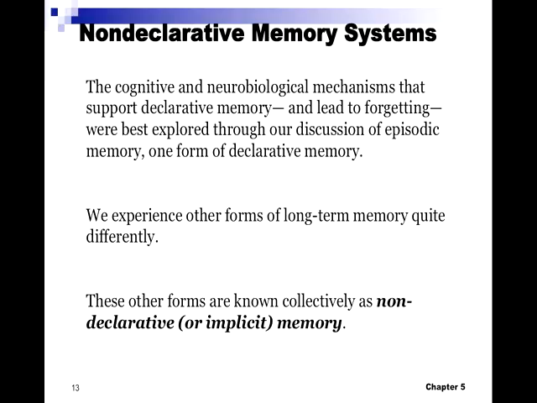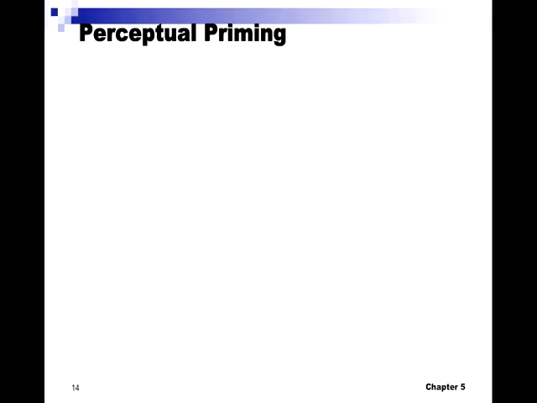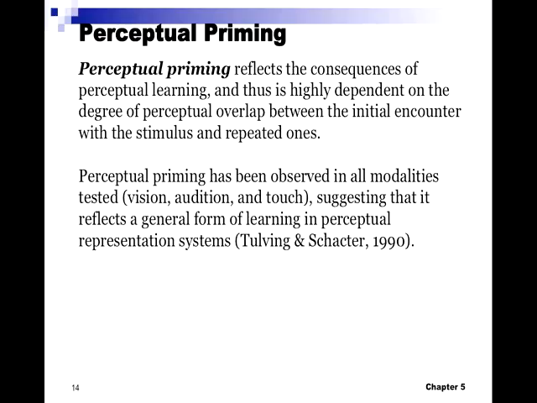Right? So let's start with perceptual priming. So perceptual priming is when we see something and then we see something familiar that is very similar, we're faster at the similar item because we've seen the first one. So if I show you a green circle and then I show you a green square, because they're both green, we're faster at the second one because of that perceptual overlap.